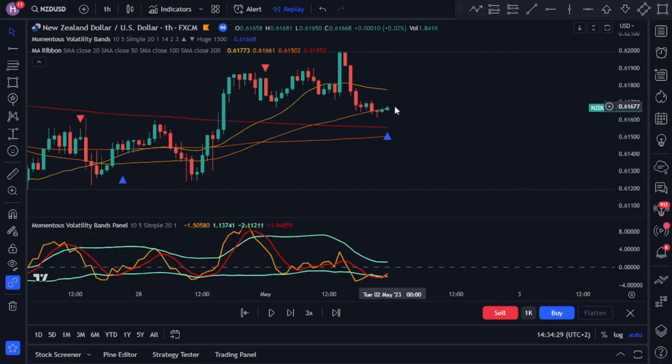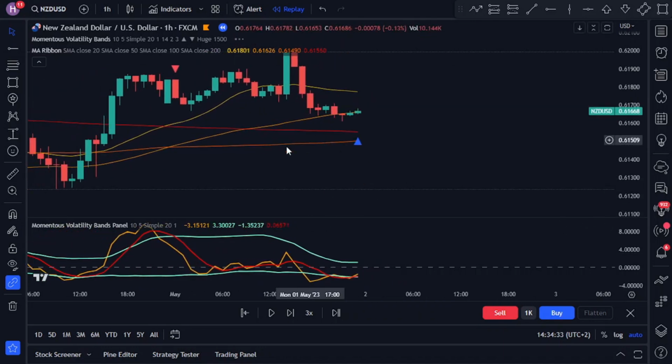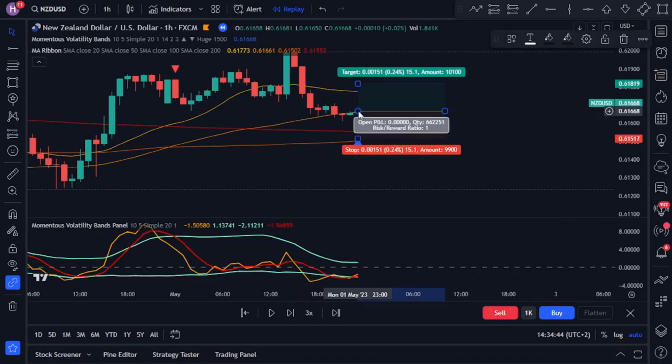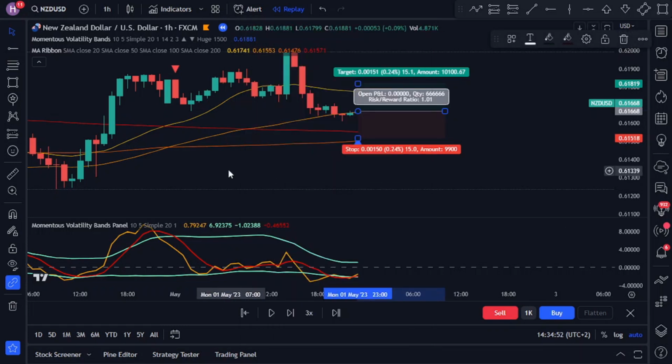As before, it is important to look at where the buy signal is located in relation to the moving average ribbon, and that it has previously been outside of the bands. Once the candle has closed, we can enter our buy trade. Remember, it is important to wait for the candle to close to confirm our analysis.